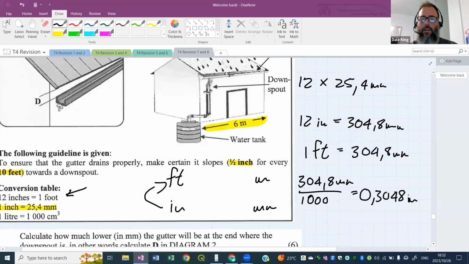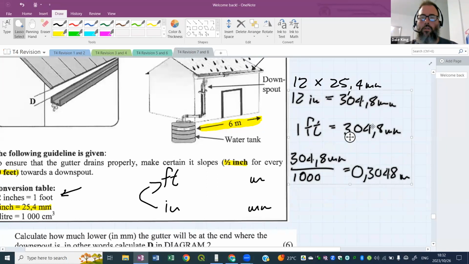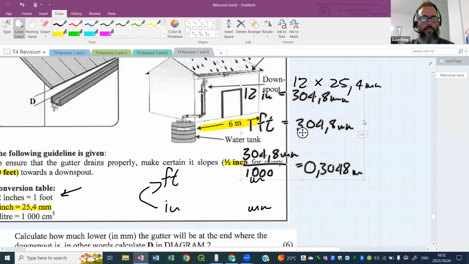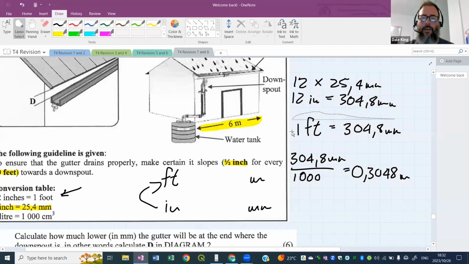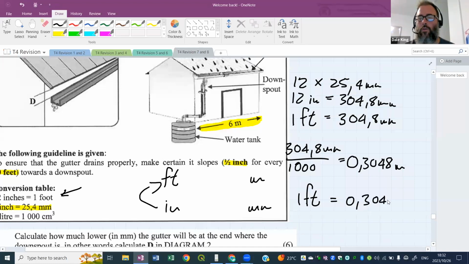All right, that's not too bad. Okay, just going to move all this up and create some more space. Okay, so I've got feet and meters now. So all I can say is that 1 foot equals 0,3048 meters. There we go. Now I've got a conversion that I can use.